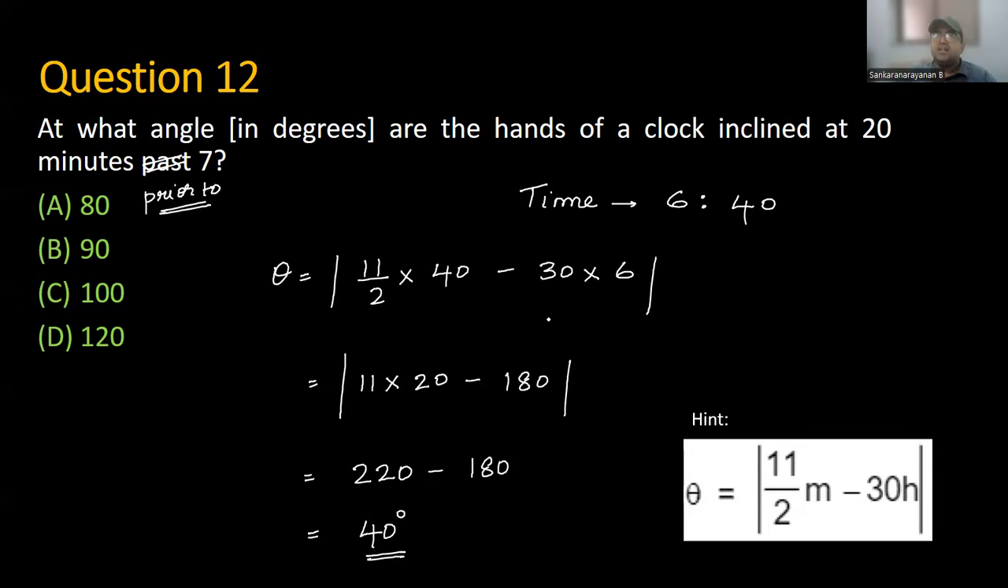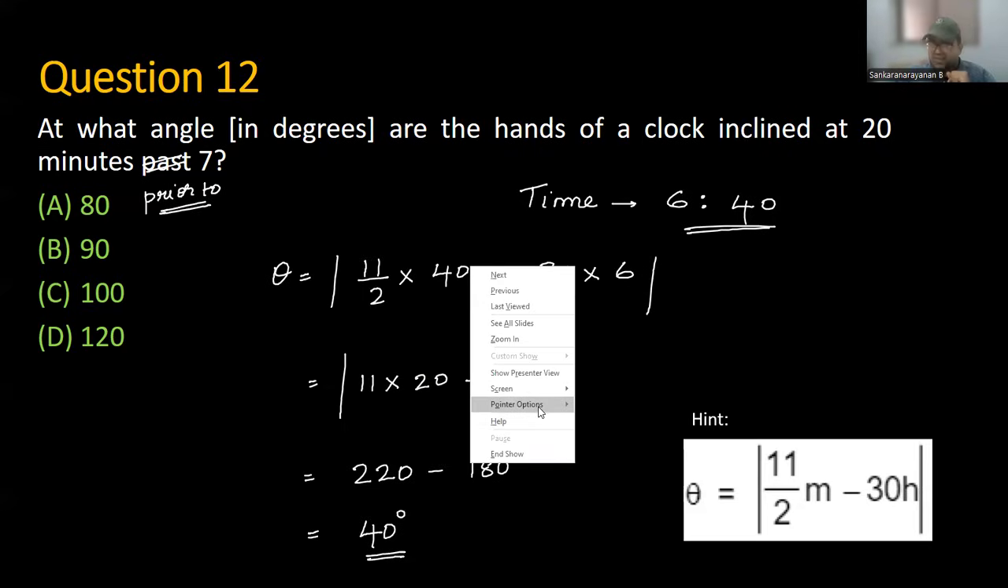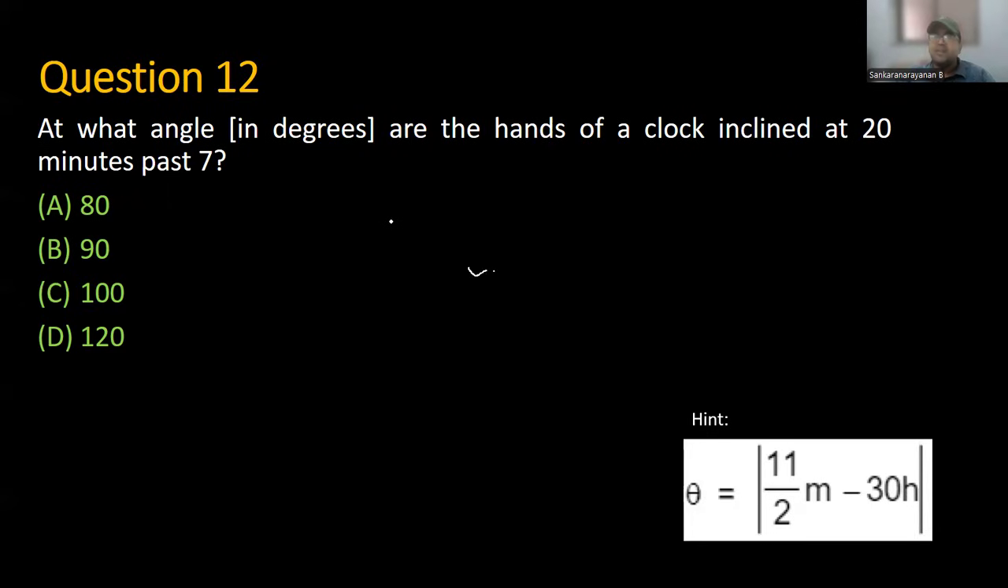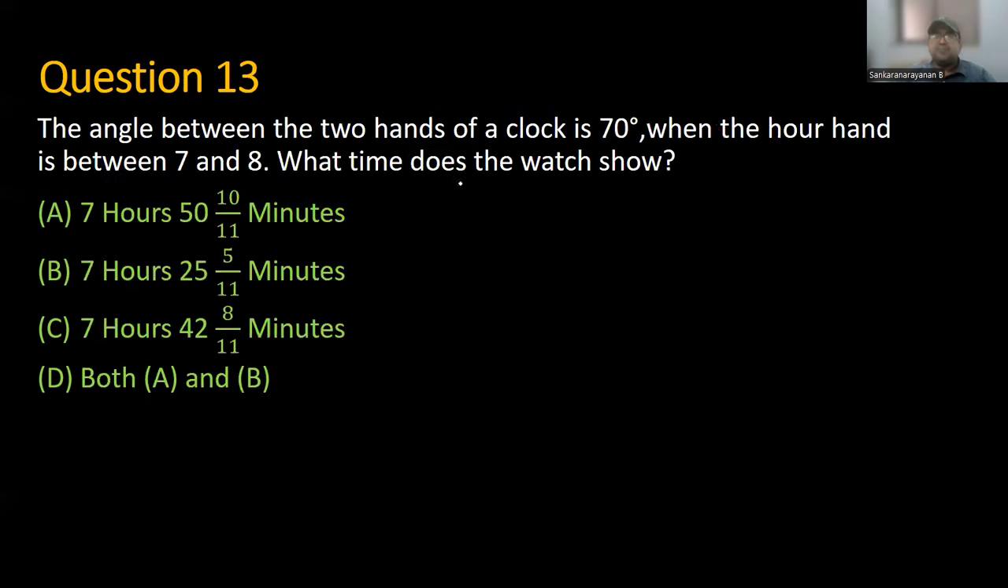Okay, so here, if the word prior to it is used, please make a note of the time that is to be considered. But in the given question, it was 20 minutes past 7, so 7:20. So doing the calculation, the final answer will come as option C. Okay, so let's now go to the next question.